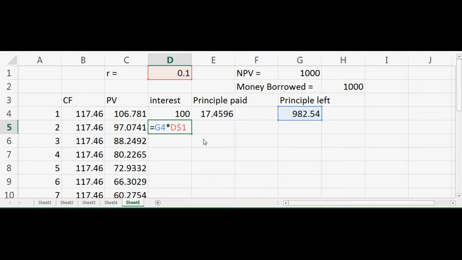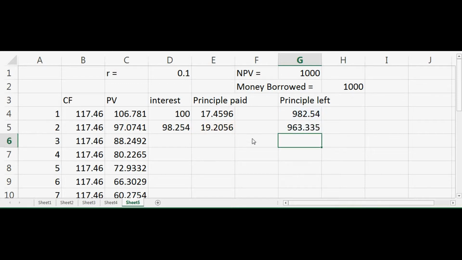And you can see now this time the interest will be lower because the principal is lower, and then the principal paid will be higher because the interest which is paying is lower. And now, what will the principal left be? Principal left will be equal to principal left last time minus the more principal which was paid. So that will be equal to 963 now. So now we can keep dragging this down and see how it changes.